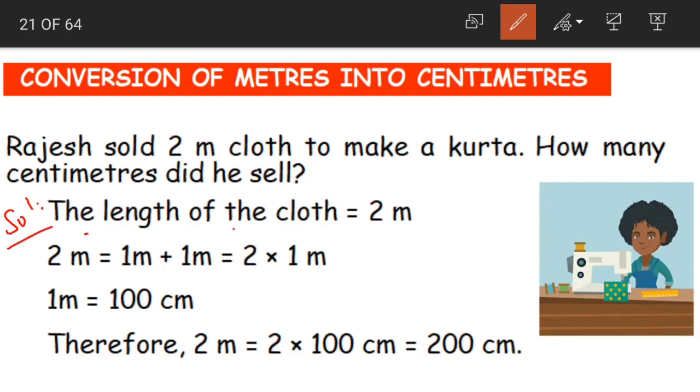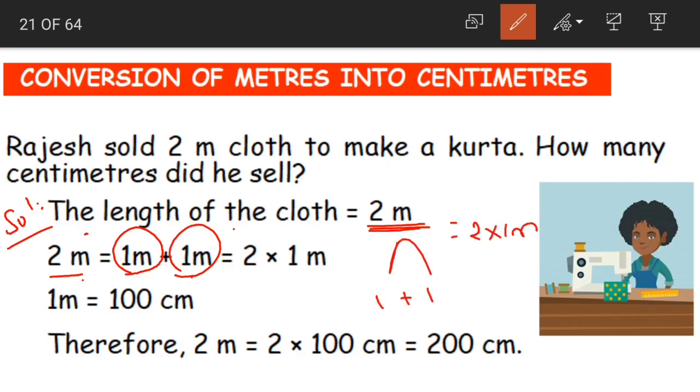First, the length of the cloth is equal to how much? The length of the cloth is 2 meters. Yes, now how can 2 meters be written as? 2 meters is nothing but 1 meter plus 1 meter, or else simply it can be written as 2 into 1 meter. Simply it can be written as what, children? 2 into 1 meter. 2 ones are 2. Yes. So 2 into 1 meters.